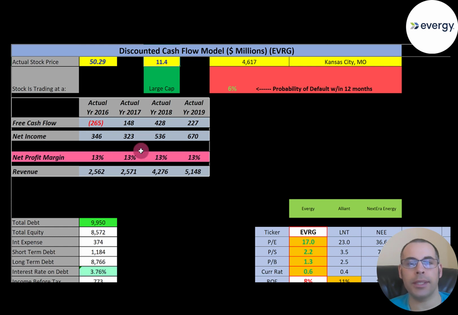Net profit margin is net income divided by revenue. It's how well you convert revenue into profit. The higher your expenses, the lower your net income and the lower your net profit margin. I would expect a company to have higher margins as their revenue increases, but they're steady, which isn't bad.